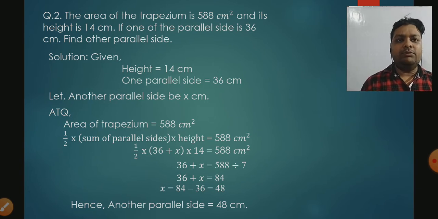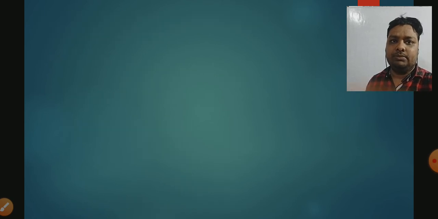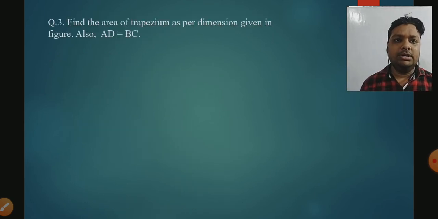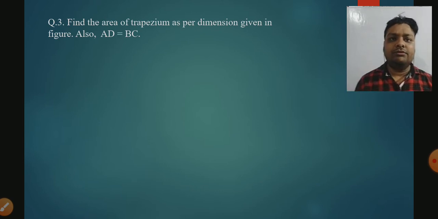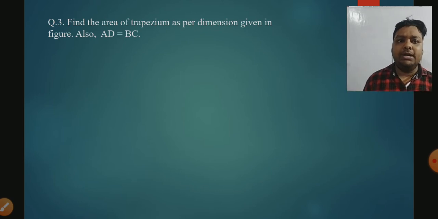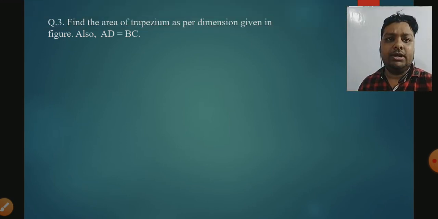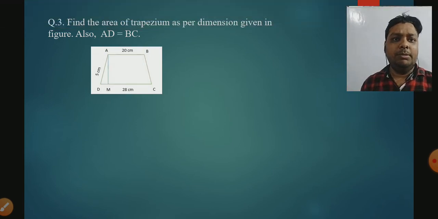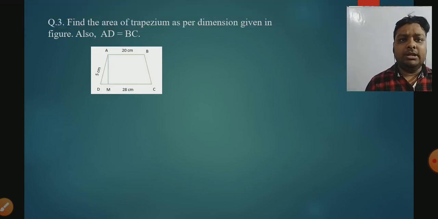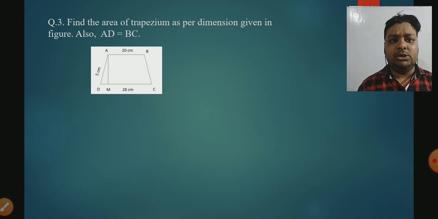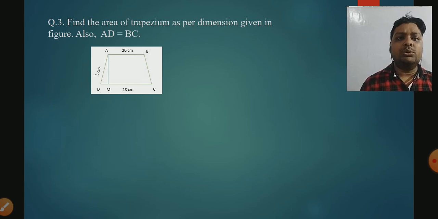So like this we can find the other parallel side of a trapezium. Okay, so now students, let's solve another question. Here the question is: find the area of the trapezium as per the dimensions given in the figure. What is given? At first, here you can see that ABCD is a trapezium. AB is 20 centimeter, DC is 28 centimeter, and AM is perpendicular to DC. And AD equal to BC is also given. It means it is an isosceles trapezium.